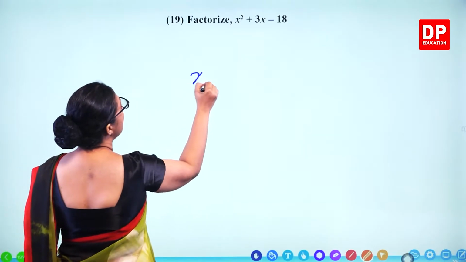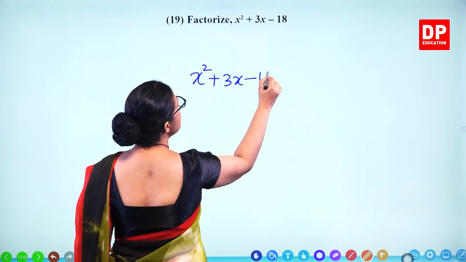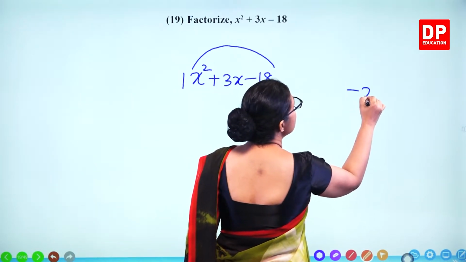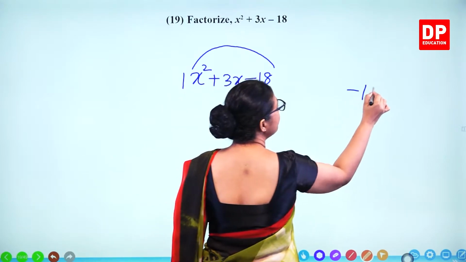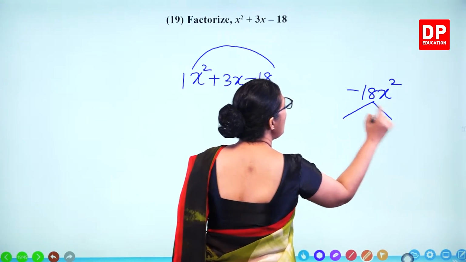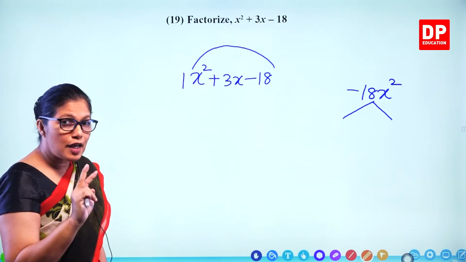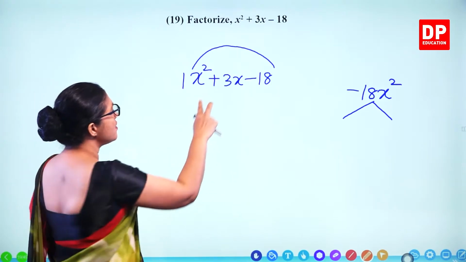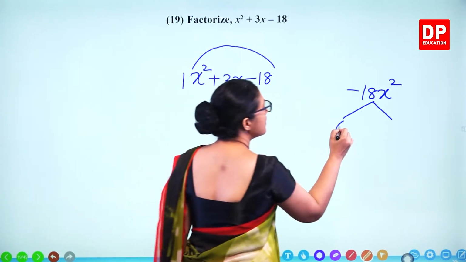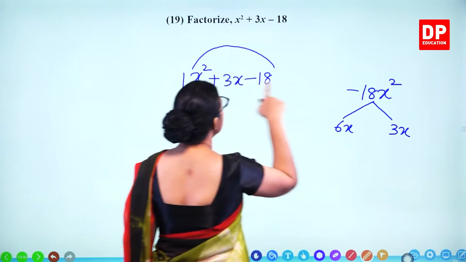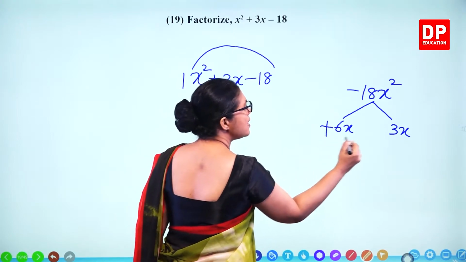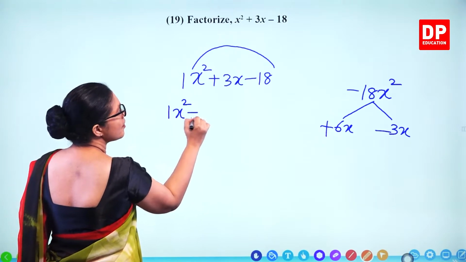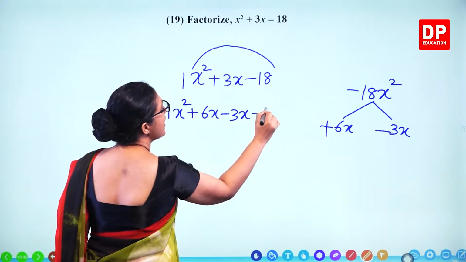Factorize x squared plus 3x minus 18. How do you do that? You multiply these two, so minus 18x squared. Now, when this is minus, that means you have to think about a difference. What are the factors of minus 18 that give a difference of plus 3? 6 and 3. 6x and 3x. But as the middle is plus, the bigger number is positive and the other one is negative. So you split the middle term into 6x and minus 3x.